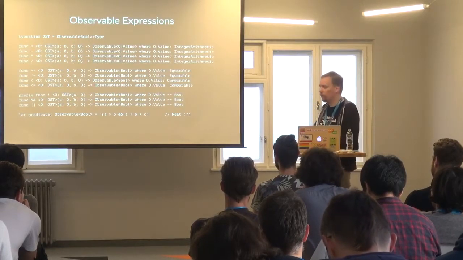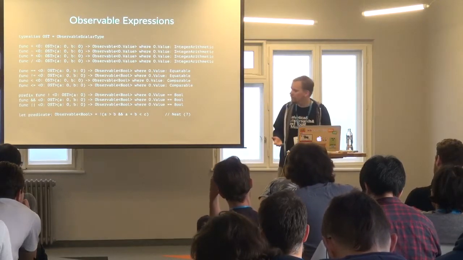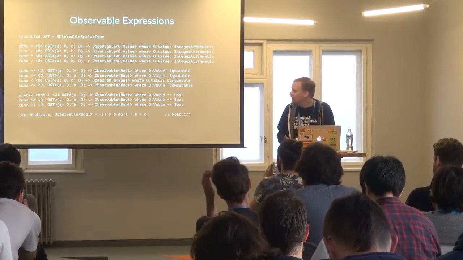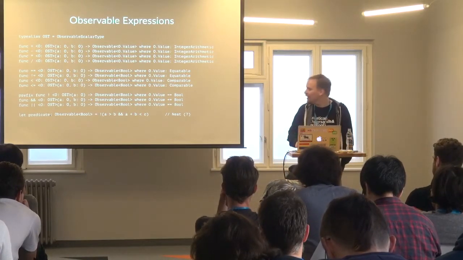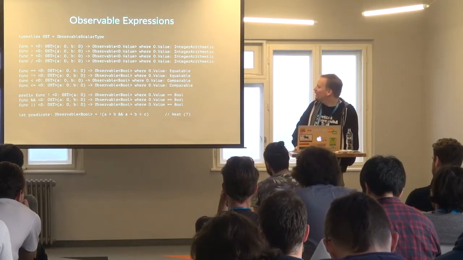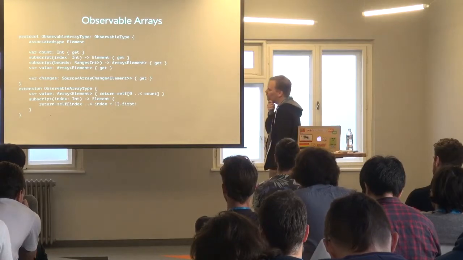Okay, so observable static or scalar values, done. These aren't too interesting. It's just playing around with types. I don't think it's all that revolutionary, but maybe observable arrays will be more interesting.